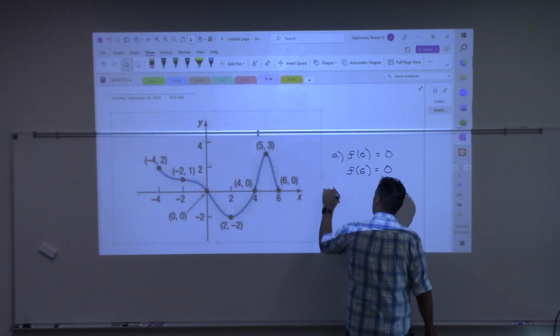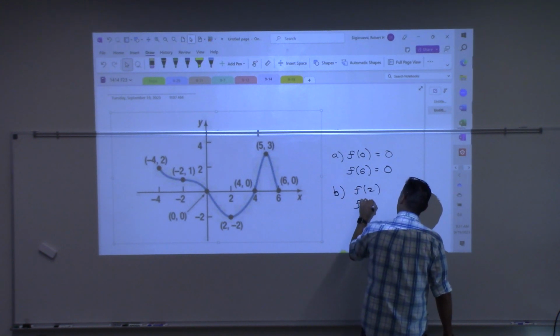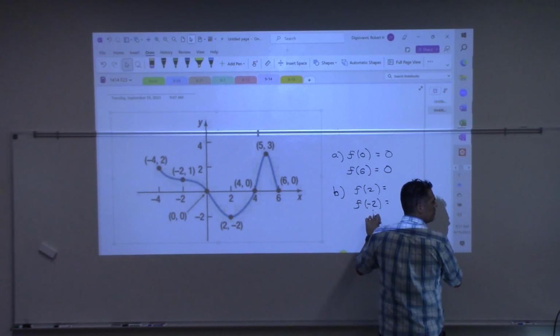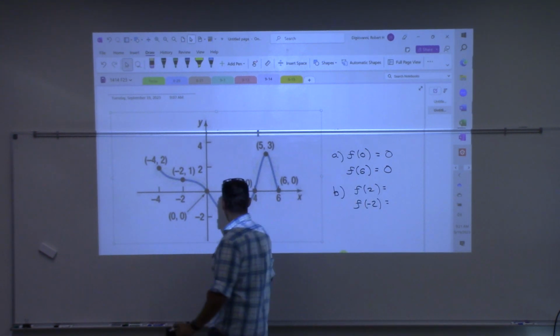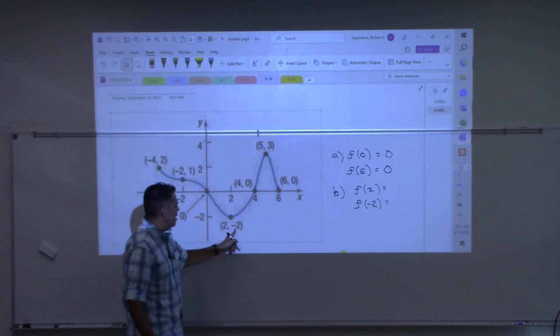Okay, now, part B. Find f(2), f(-2). Yeah, I got those right. Okay. So f(2) is what? Negative 2, right? When you plug in 2, you get negative 2.